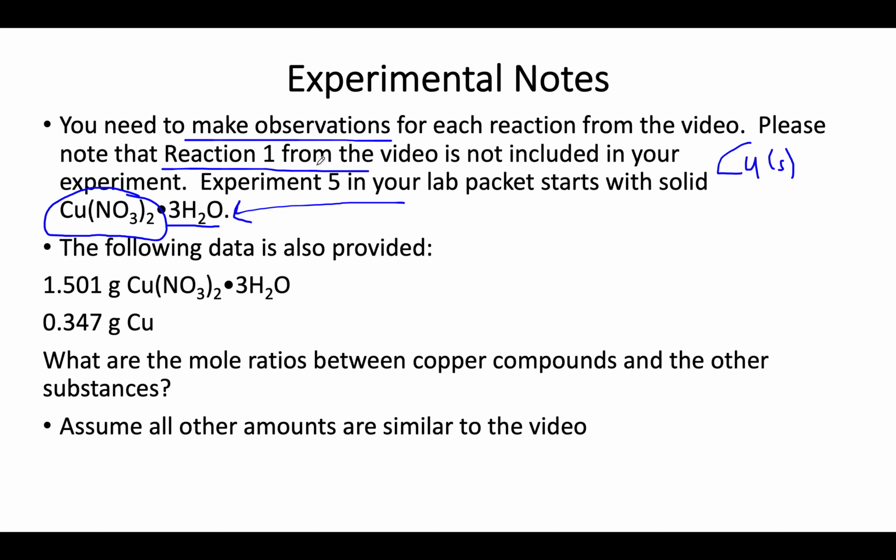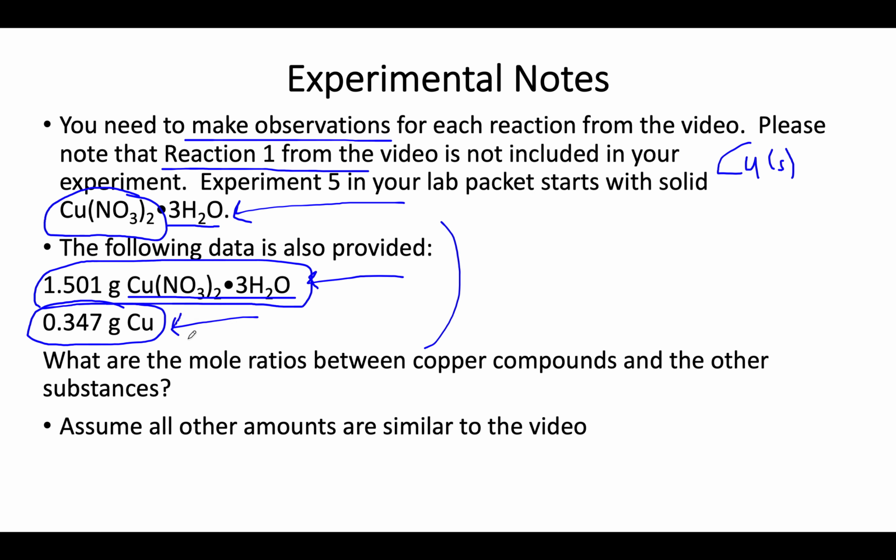So just note, reaction 1 will not be in your lab packet. I will not give you the data for reaction 1. What I'm going to give you the data for is right here, 1.501 grams of the copper nitrate trihydrate. That means you need to use the molar mass of the whole substance, because that's what you weighed out. And then at the end, when the copper is recovered in the video, you can say, well, we recovered 0.347 grams of copper. So now you need to think about this number. What do I do with that number? What is this number? How do I use that in a calculation? That's what you're expected to do for experiment 5.